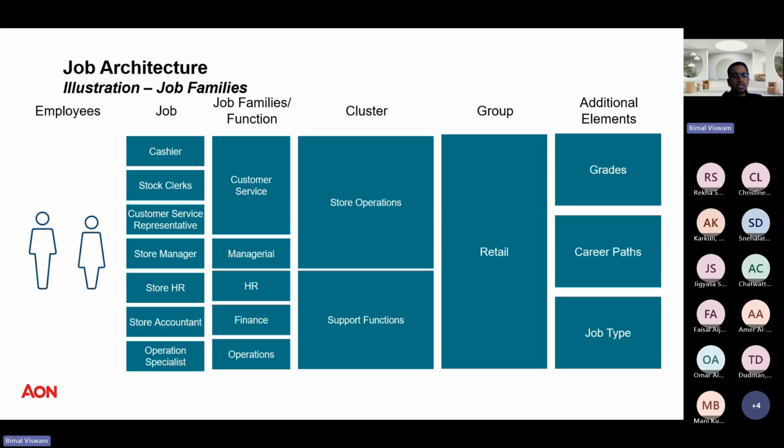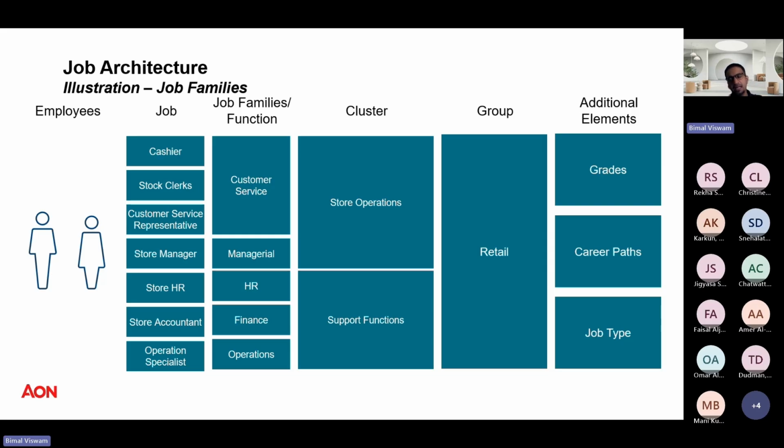So let's look at any such retail store, or a hypermarket as it's also commonly known. The column that you see on the left side, these are the roles, typical roles. Obviously, we're not trying to capture all roles, but typical roles that you see in such a retail store: cashiers, stock clerks, customer service roles, store manager, HR in the store, financial controller or accountant in the store, operations specialist, right?